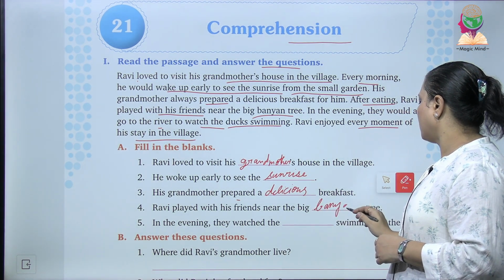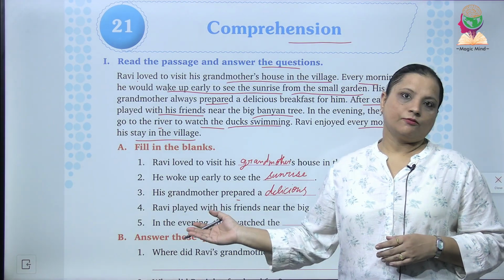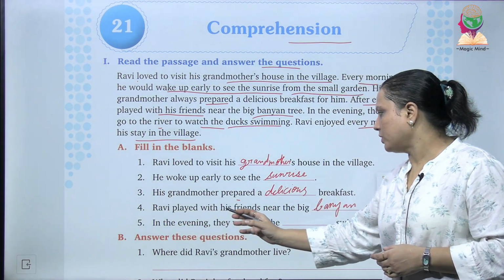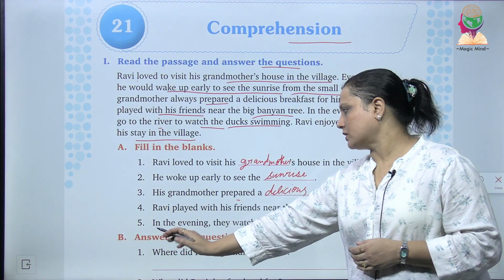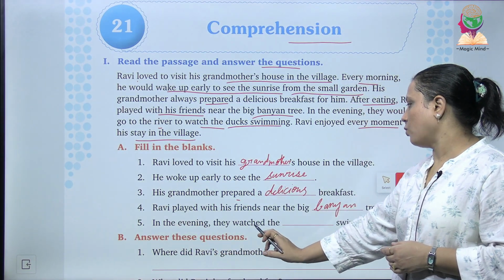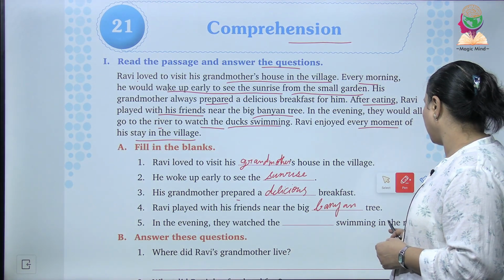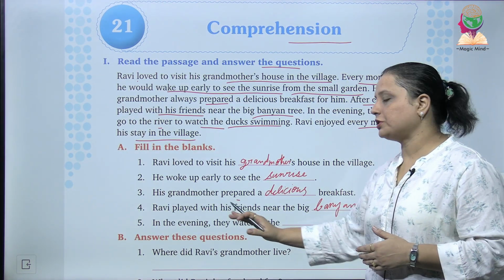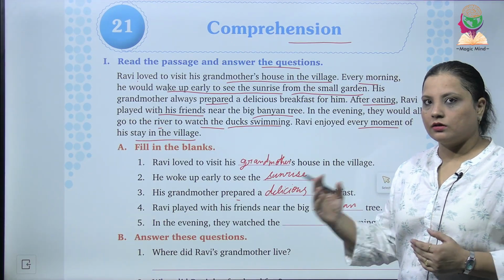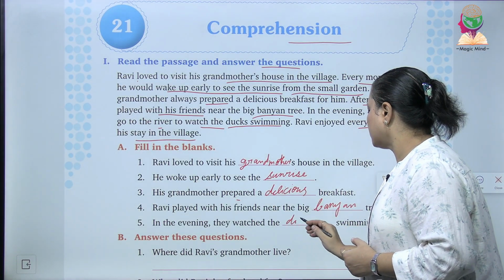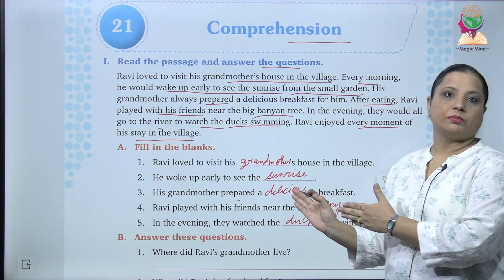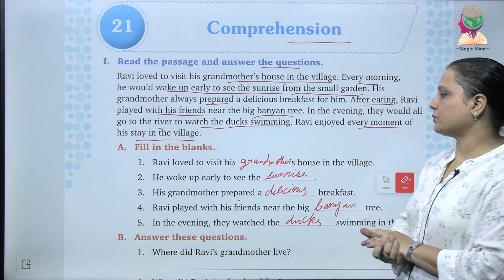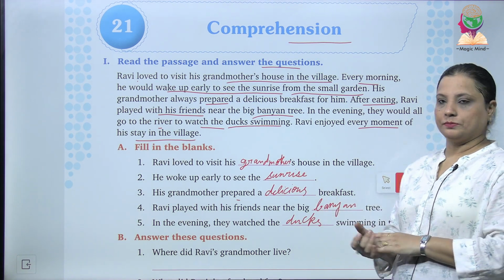B-A-N-Y-A-N. Then the fourth point, Ravi played with his friends near the big banyan tree. Fifth point says, in the evening they watched the dash swimming in the river. Now whom did they watch? They used to watch the ducks. So the answer over here is D-U-C-K-S, ducks. And with this we have completed question number A. Now let's move to question number B.